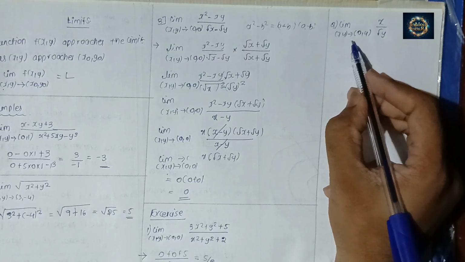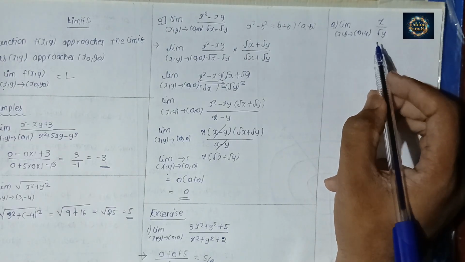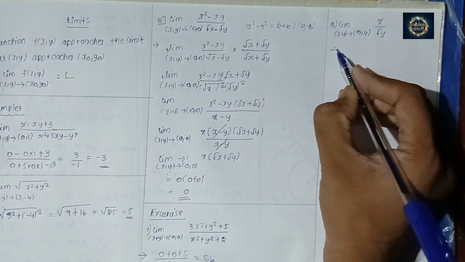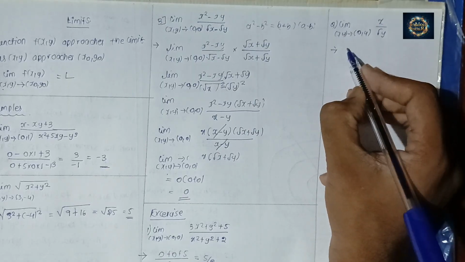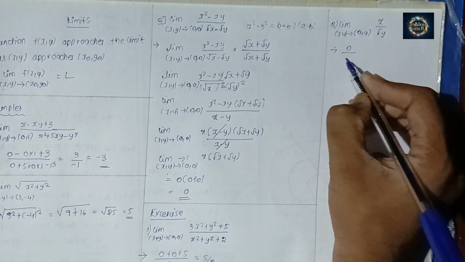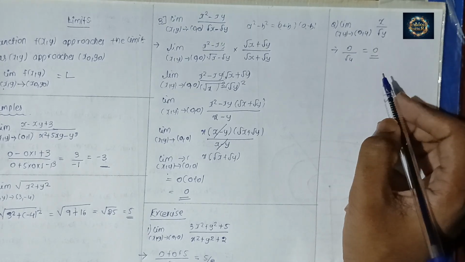This is our next problem in the exercise. Limit x comma y tending to 0 comma 4. The function is x divided by root y. Here also there is no problem in substituting the value of x and y. So here x is approaching 0 and y is root 4, which is obviously 0. This is the answer for the limit.